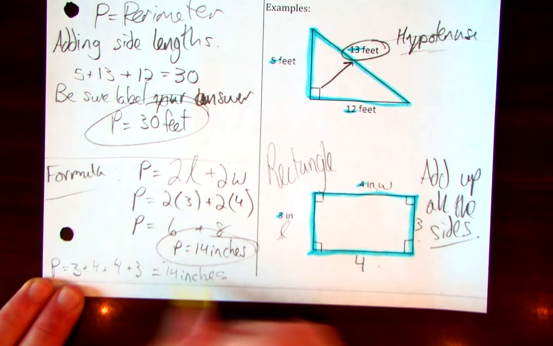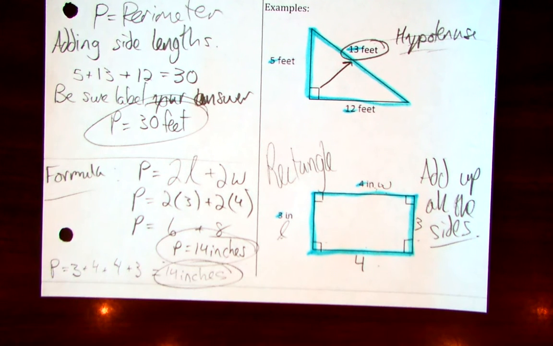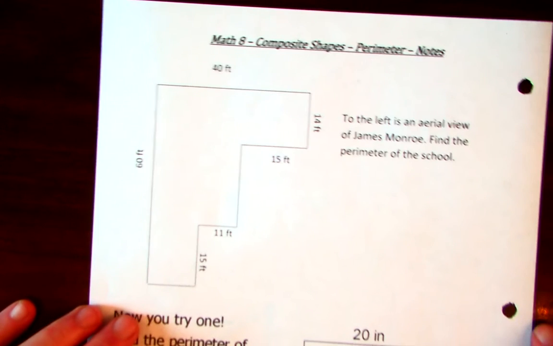Again, that is our perimeter. Either way, it works as long as we get to the same answer. On the back, this is where it gets a little bit more interesting.